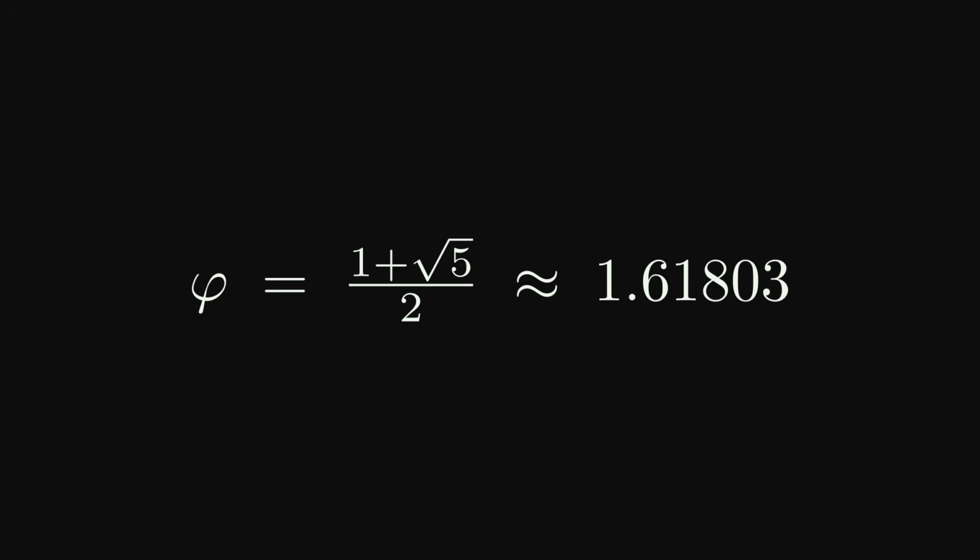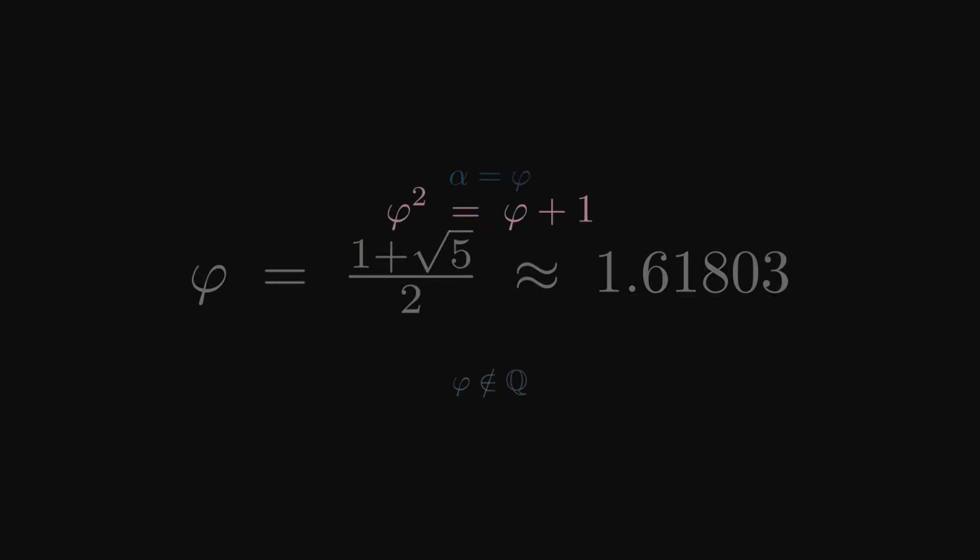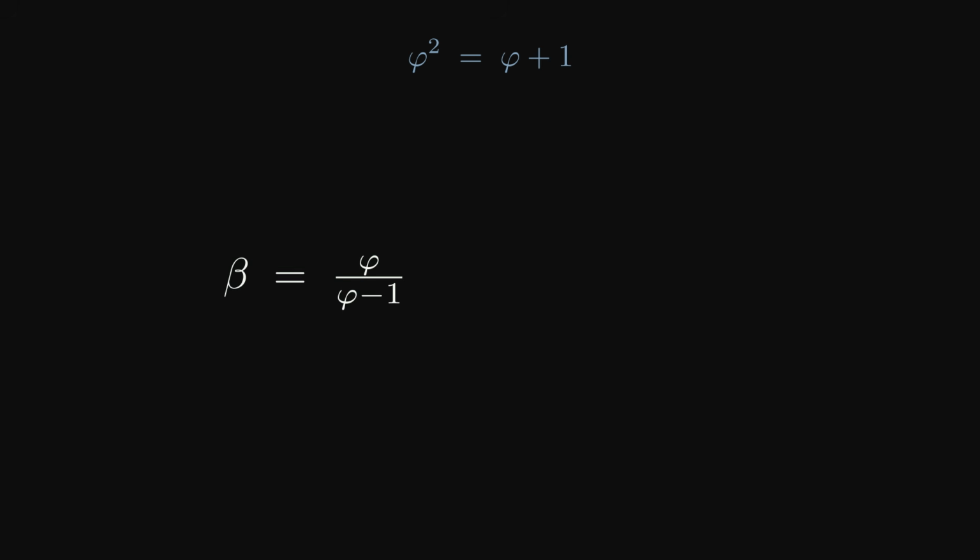The most famous example uses the golden ratio. Let alpha equal phi, the golden ratio. Phi is approximately 1.61803. It's irrational. Phi satisfies the equation phi squared equals phi plus 1. The corresponding beta is 1 over 1 minus 1 over phi. After simplification, beta equals phi squared, which is approximately 2.61803.